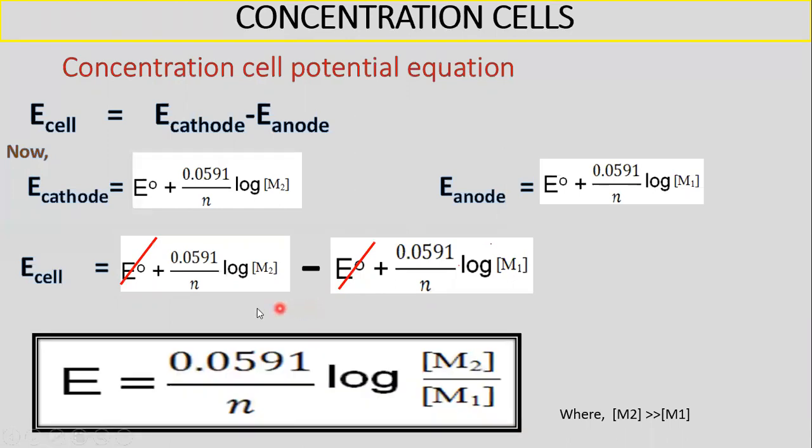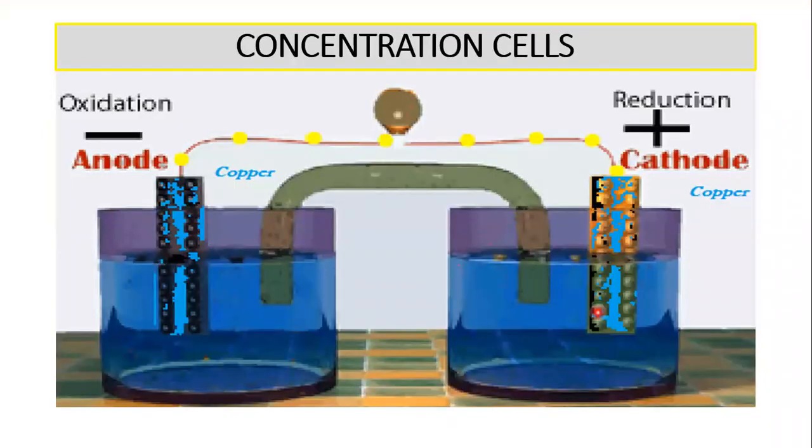Hence, the final equation for E concentration cell is 0.0591 by n log of concentration of M2 by concentration of M1, or you can say higher concentration by lower concentration, since M2 is greater than M1, or you can write concentration of cathodic species by concentration of anodic species. So this formula you have to remember and keep. You have to do some numerical problems based on this. Let us see the numerical problems.